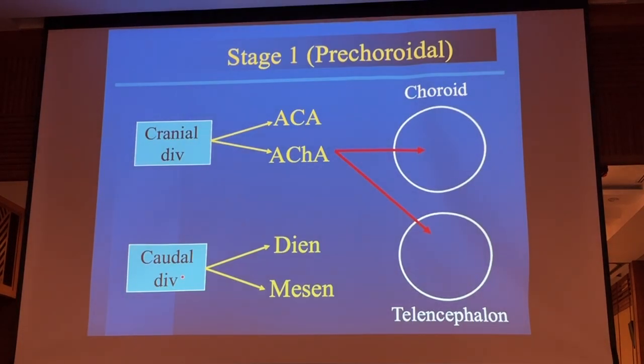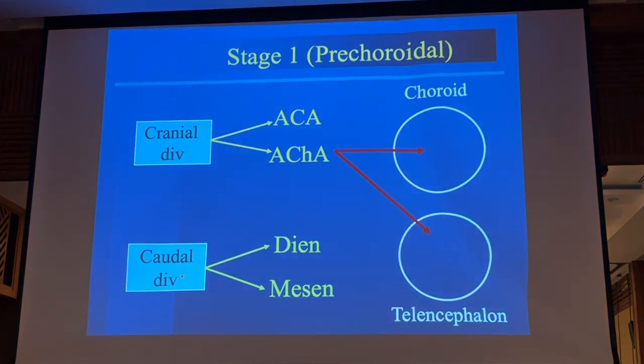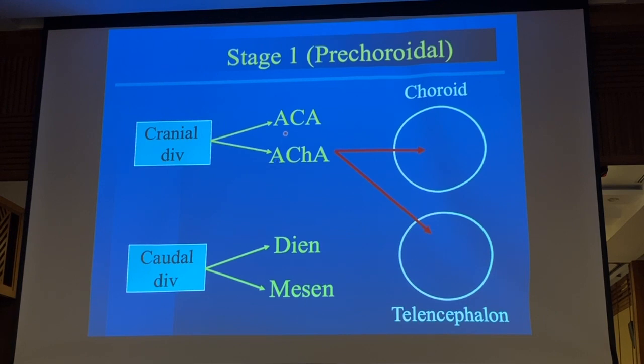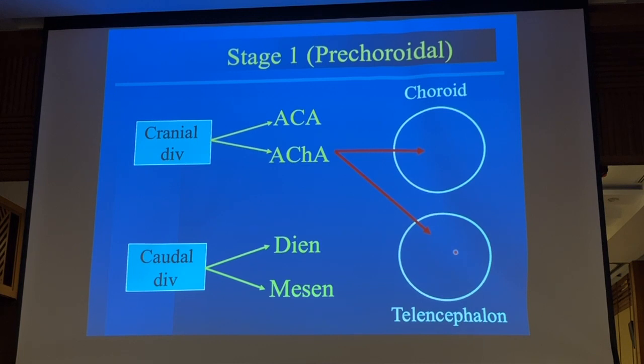The Carell illustrated well to you. I have to repeat the same thing. We have a cranial division and caudal division of the internal carotid artery, and anterior cerebral artery territory, as I showed you previously, and anterior choroidal are two major arterial systems at the early, pre-choroidal stage. Anterior choroidals at that stage supply the choroid, and not only the choroid, part of the telencephalon is also supplied.